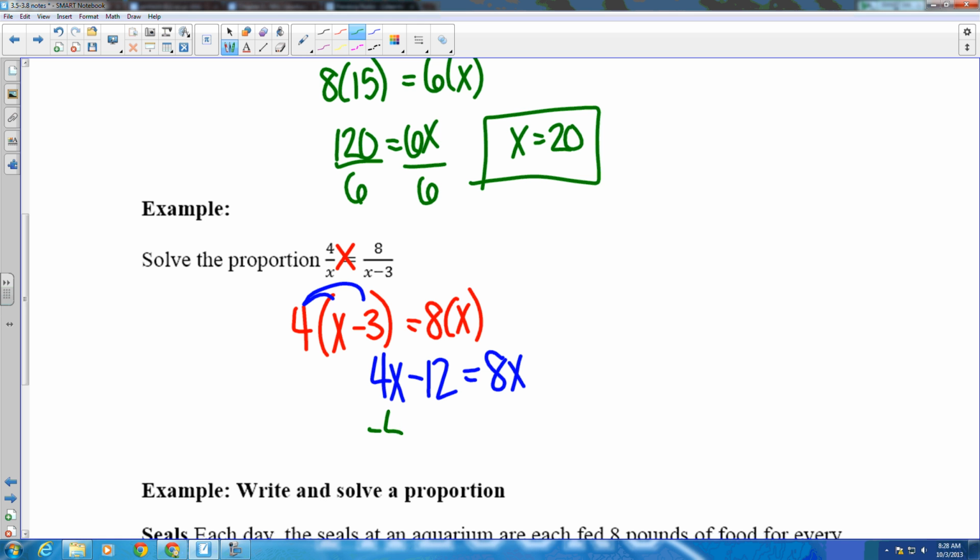Okay, I'm going to get the x's on the same side. Subtract 4x. Negative 12 equals 4x. Divide both sides by 4. X equals negative 3.